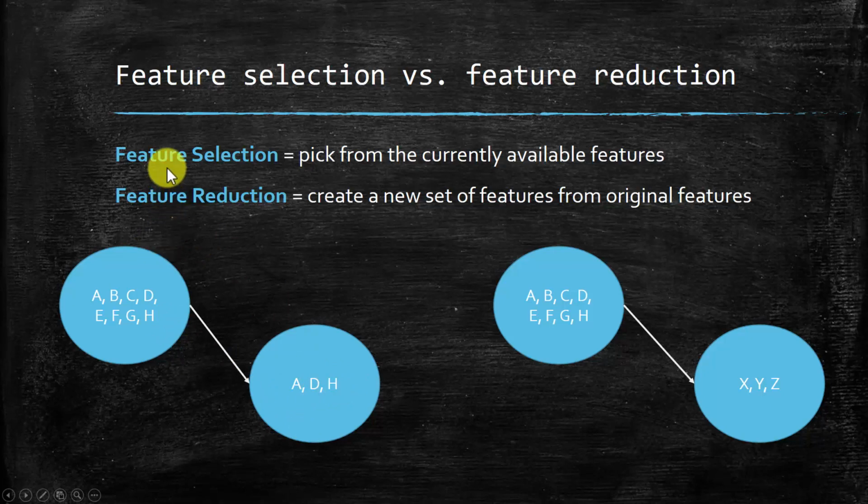Another option is feature reduction. This is creating new features from the original features. You're not going to actually get back the original features, but some transformed version of them, summarized in a smaller set of features. A good example of this is principal component analysis.